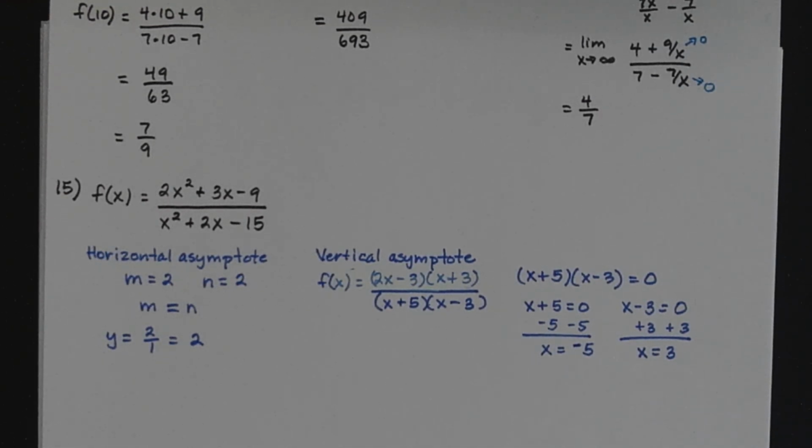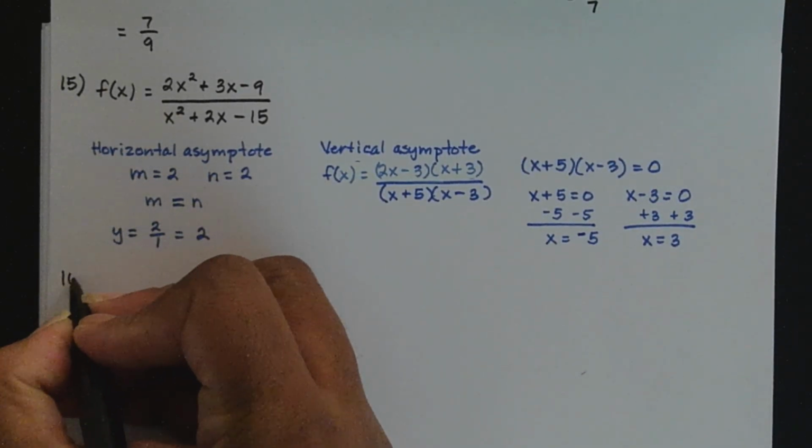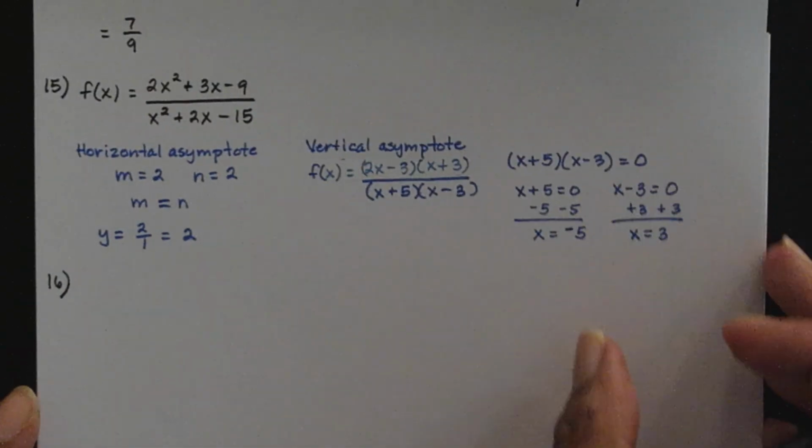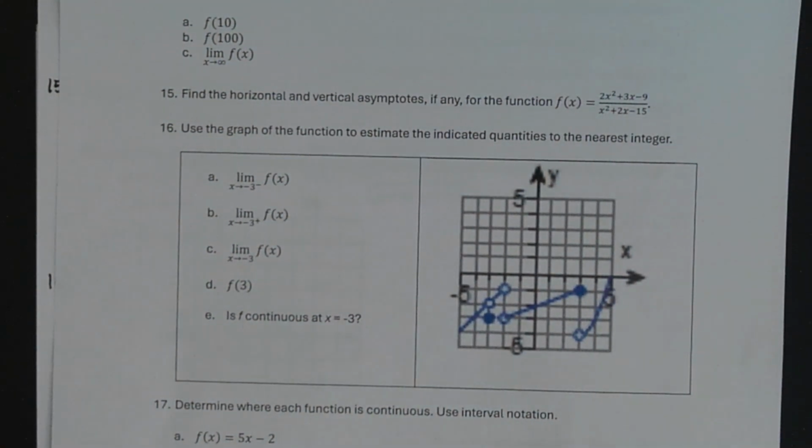All right, number 16 is to use the graph of the function to estimate the indicated quantities to the nearest integer. So in part A, we have the limit as x approaches negative 3 from the left of f of x.